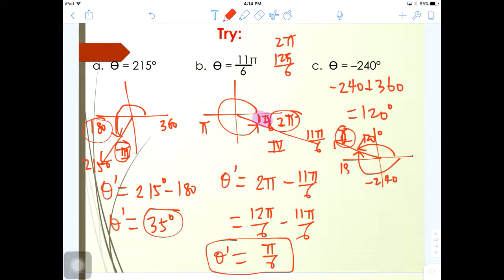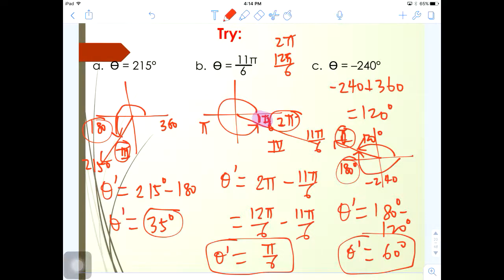And that angle is closer to 180. And so the reference angle is 180 minus 120, which means 60 degrees. So reference angle is 60 degrees. It means, hey, you are 60 degrees away from 180. And that's what the reference angle is. And that's the end of that category.